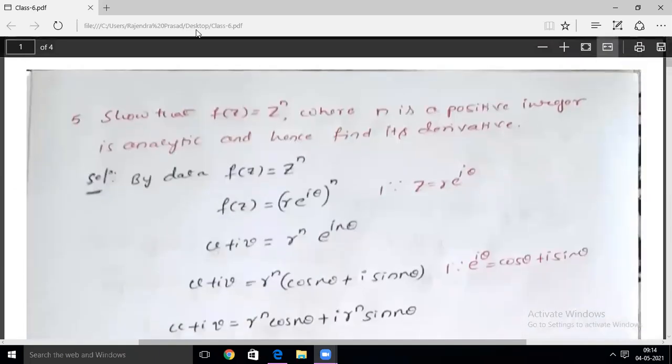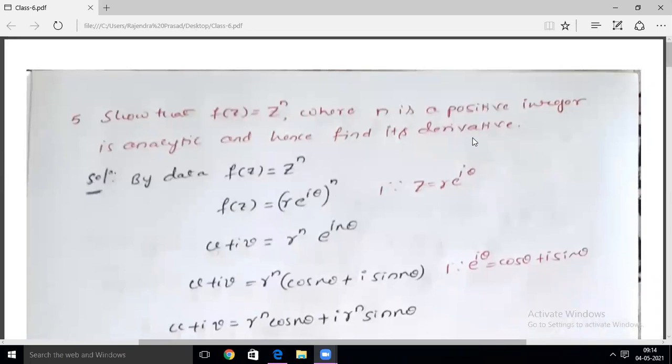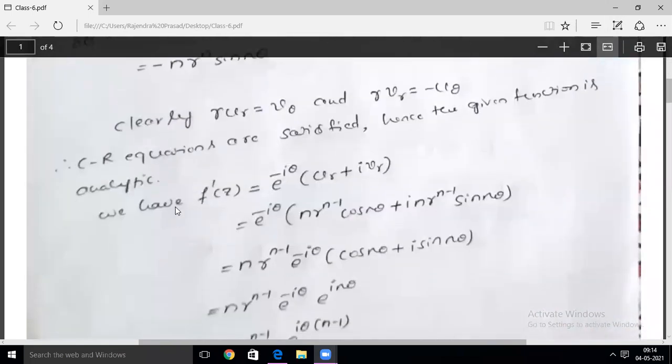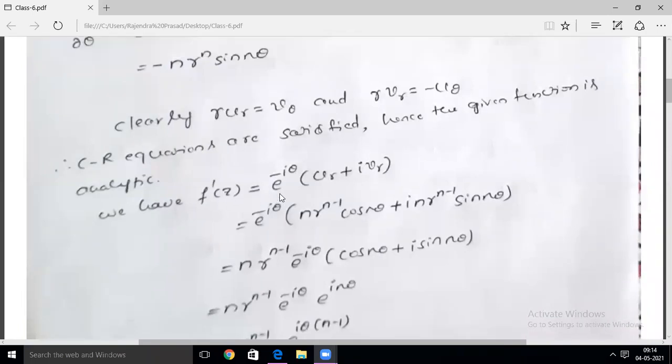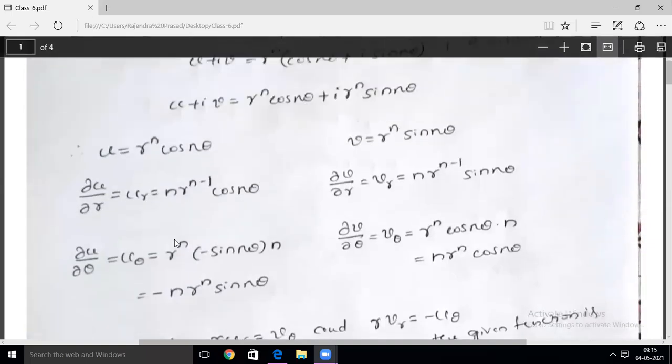Next we have to find its derivative. We shall consider f dash of z. For polar form, f dash of z is e power minus i theta into u r plus i into v r. For Cartesian form, we consider f dash of z equal to u x plus i into v x. For polar form, we consider f dash of z equal to e power minus i theta into u r plus i into v r.